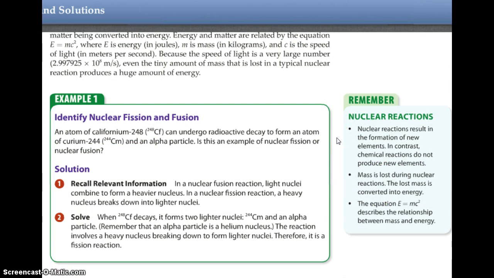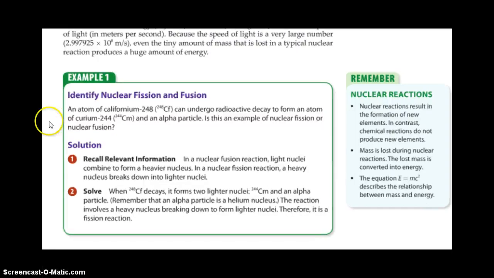Remember nuclear reactions? Nuclear reactions result in the formation of new elements. In contrast, chemical reactions do not produce new elements. Mass is lost during nuclear reactions. The lost mass is converted to energy. The equation E equals mc squared describes the relationship between mass and energy.